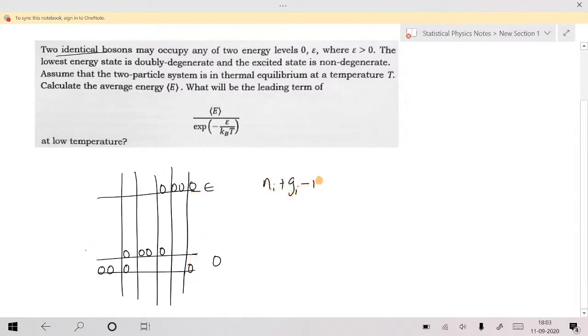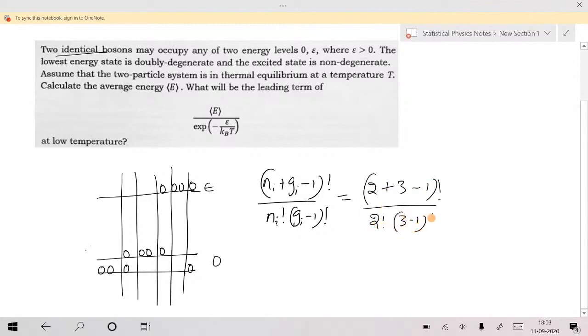(Ni plus Gi minus 1) factorial divided by Ni factorial (Gi minus 1) factorial. What is this? Number of particles is 2, number of states is 3, remember, including degeneracy. So (2 plus 3 minus 1) factorial divided by 2 factorial into (3 minus 1) factorial, which is 4 factorial, am I right? 4 into 3 into 2 factorial divided by 2 factorial into 2 factorial.